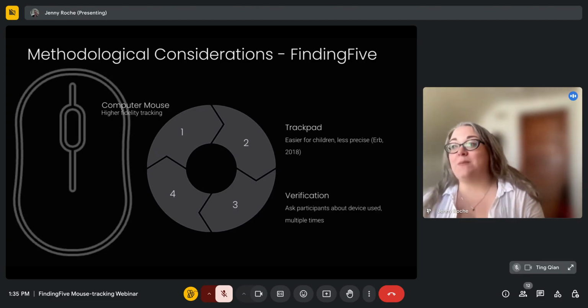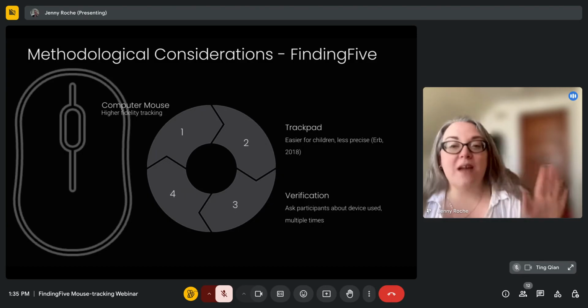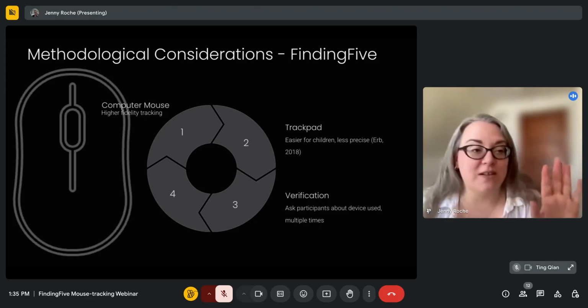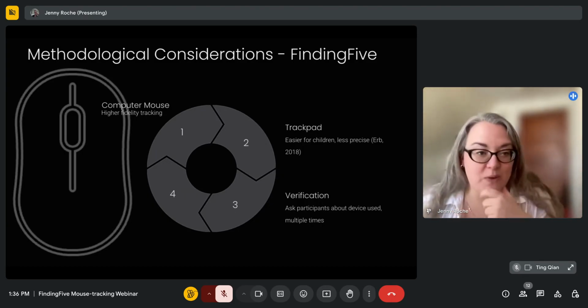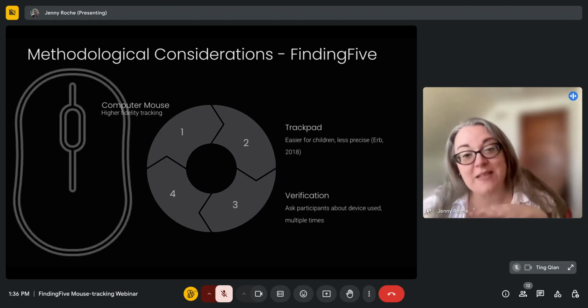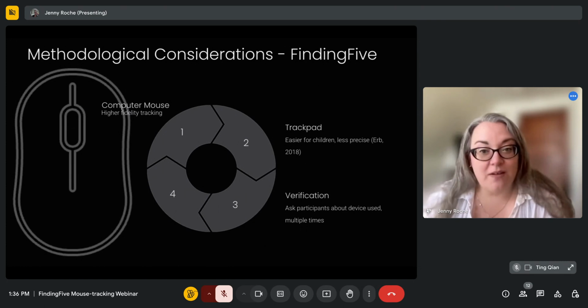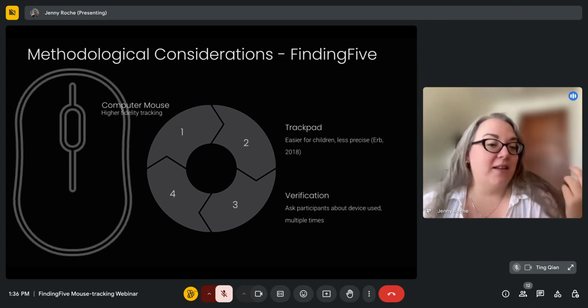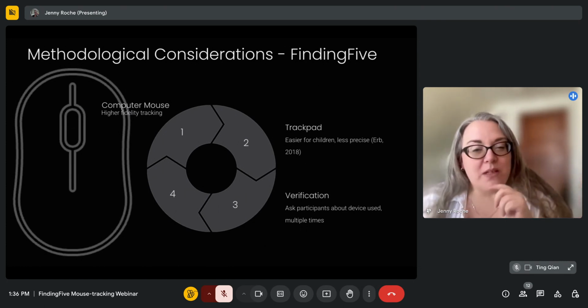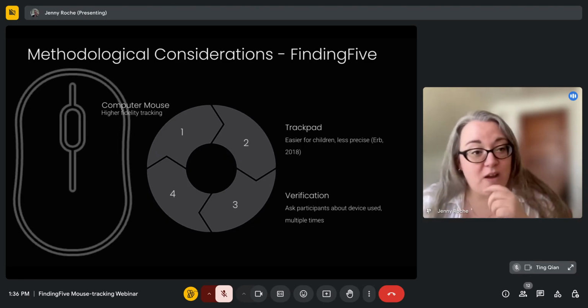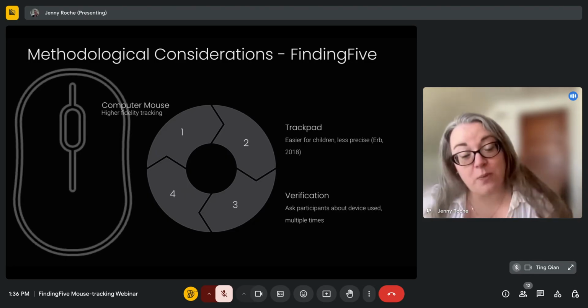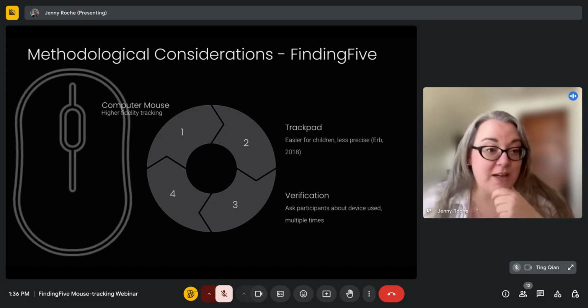But you have to get them to verify. We tell them in the instructions, please do not begin the study unless you have a computer mouse. And they start the study, and then we say, hey, just in case you don't have a computer mouse, please go get one now. And then they say, okay, I've got one. And then we say one more time, can you please let us know whether or not you have a computer mouse? Because if you don't have a computer mouse, we need to know because we need to exclude your data.